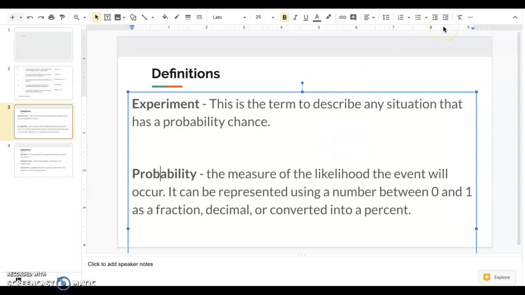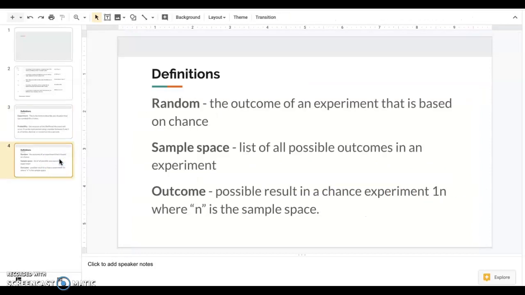Now, yesterday's work that you did, or lesson 2, used words like most likely, more likely, or never, and things like that. That's describing probability, but now we're going to start assigning some numbers to it. And so those numbers have to be between 0 and 1, and I'll show you what that means here in a minute. Some other words we're going to use.